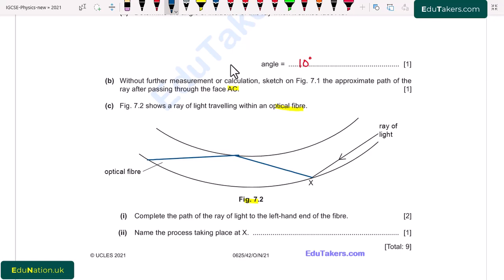Part B. Name the process taking place at X. So we have to describe the name of the process that is taking place at X. It is total internal reflection. So I write here: total internal reflection. Because the ray is reflected again and again, it does not refract. That's why it's total internal reflection.